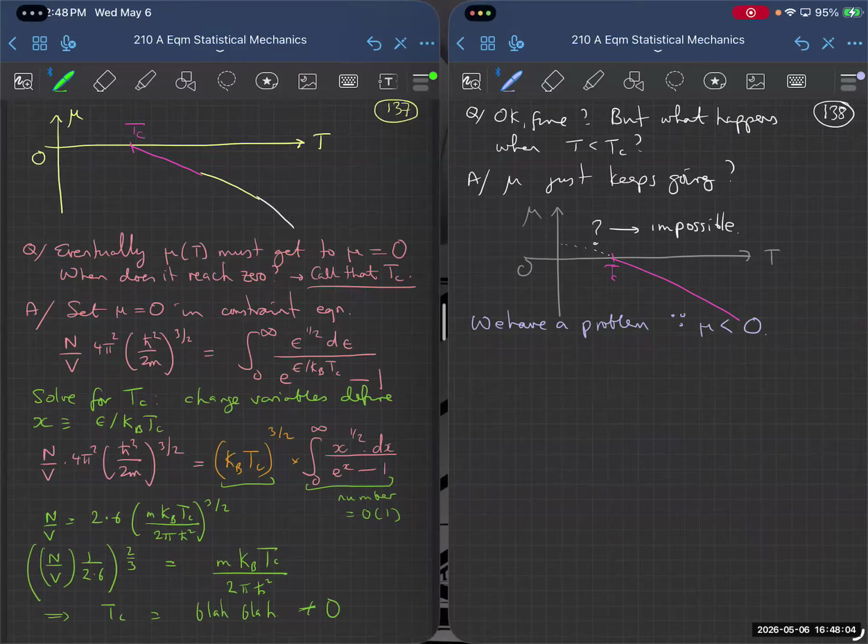So you can say, well, why is that a problem? And I'm going to answer that in detail in a few minutes. But here's the thing I want you to notice. We are doing an integral. Let's look at the left-hand panel. We're integrating from 0 to infinity. And we have in the measure of our integral epsilon to the 1/2.